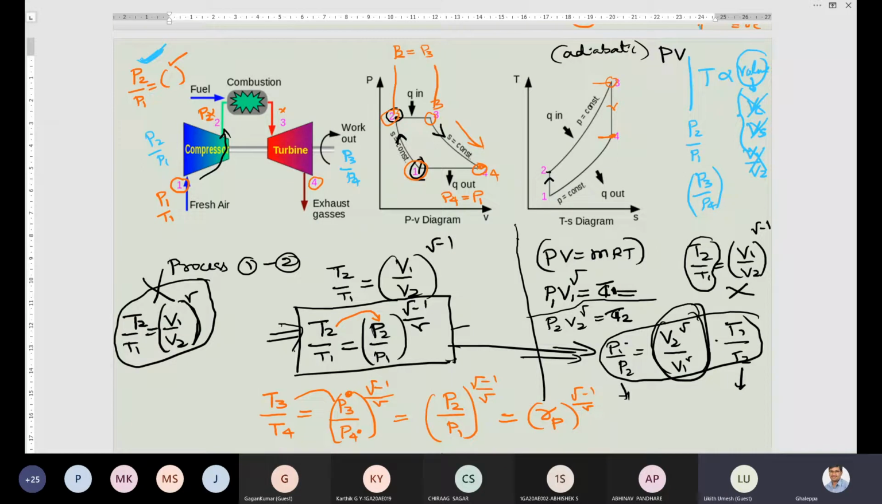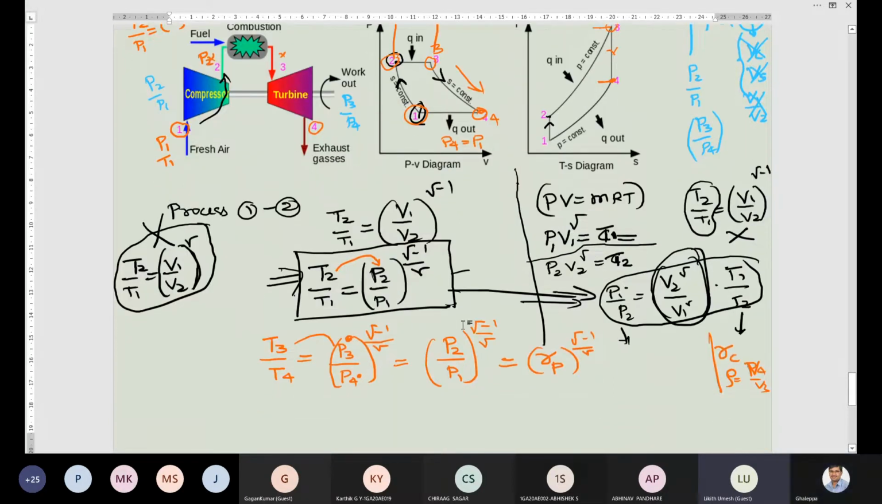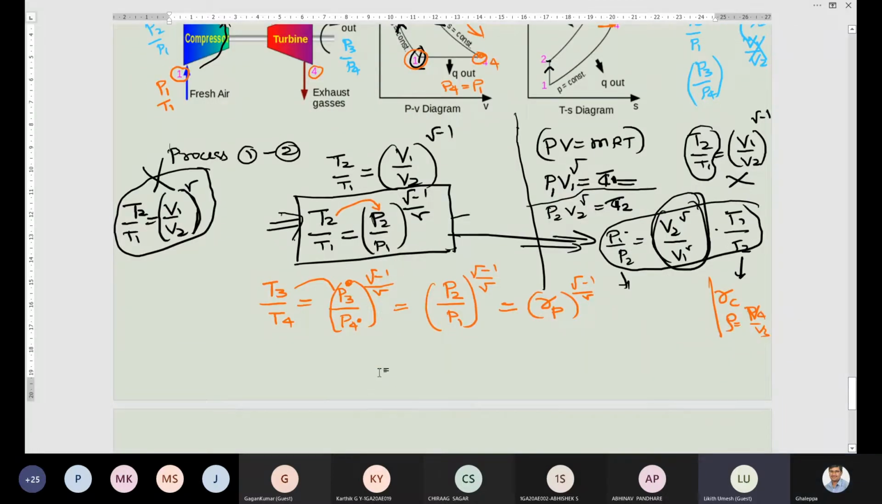In the previous module, we solved many numericals with RC, that is compression ratio. One was cutoff ratio. Cutoff ratio was rho, that is V4 by V3 was cutoff ratio. Similarly, here pressure ratio is RP. So this pressure ratio I will substitute in any one equation, just for simplification purpose.